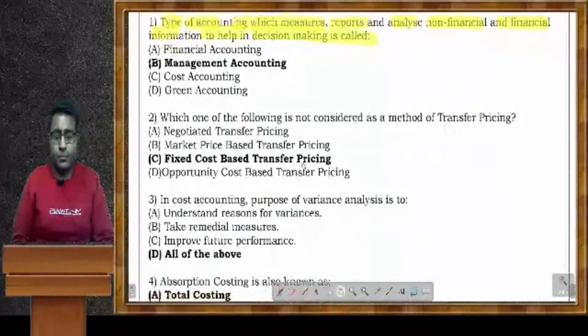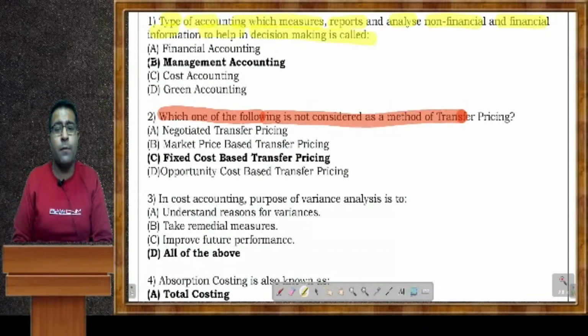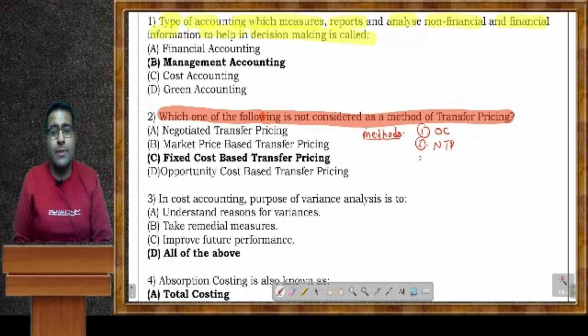Question number 2. Which one of the following is not considered as a method of transfer pricing? Negotiate transfer pricing, market price based transfer pricing, fixed cost price based transfer pricing, opportunity cost. When we study about transfer pricing, there are lots of methods, and these methods are as under: first, opportunity cost transfer pricing; second, negotiate transfer pricing; and third is market price transfer pricing.